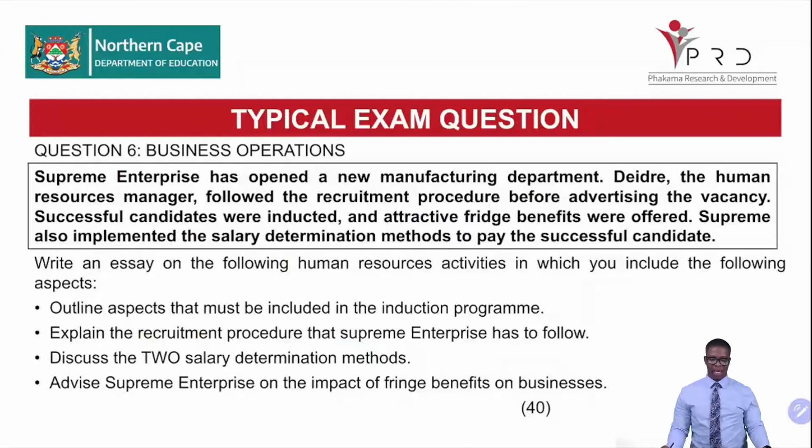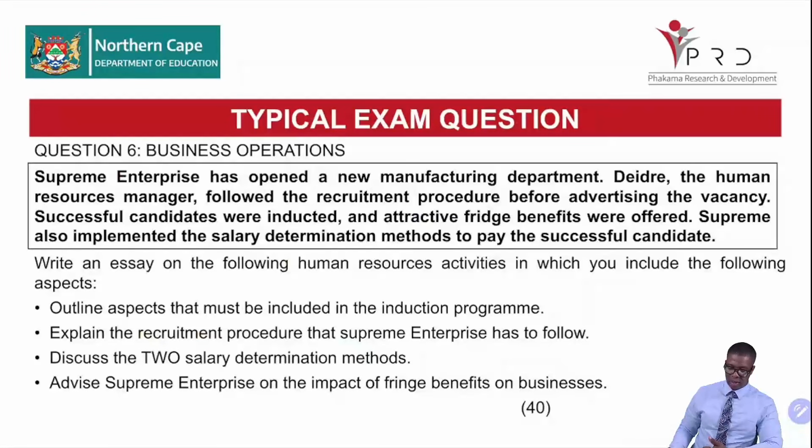Now, this is a typical essay question. It can be an essay on human resource or an essay on quality of performance. Let's start with the one on human resources. Supreme Enterprise has opened a new manufacturing department. Deidre, the human resource manager, followed the recruitment procedure before advertising the vacancy. Successful candidates were inducted. Attractive fringe benefits were offered. Supreme Enterprise also did what?